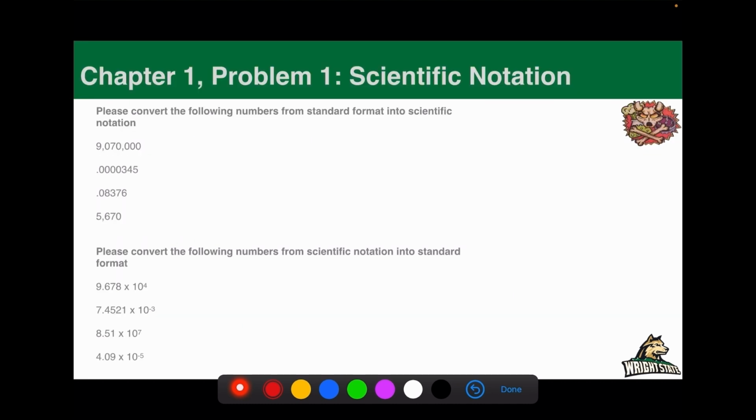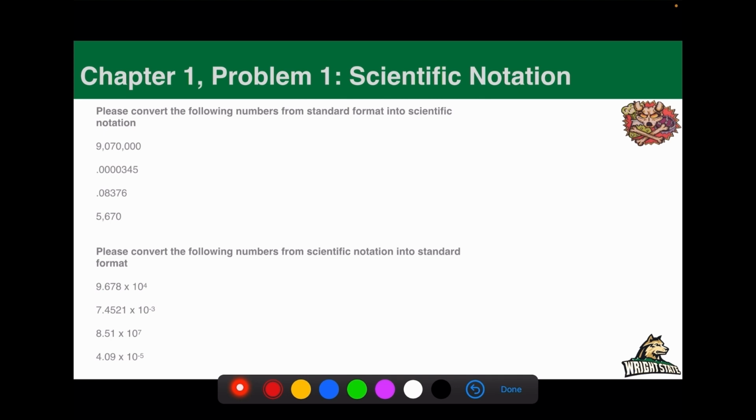Okay, this brings us to our first Dora the Explorer problem. I would like all of you to please, right now, pause the video and try to convert all these numbers to and from scientific notation. So pause the video, give that a shot, and then come back when you're ready to see how you did. Okay, so now that you're back, let's take a look at the answers to this question.